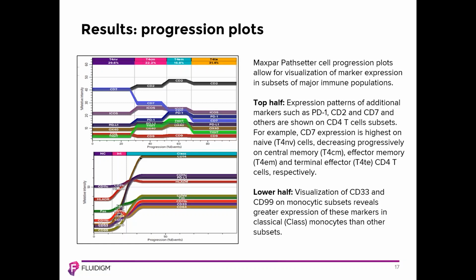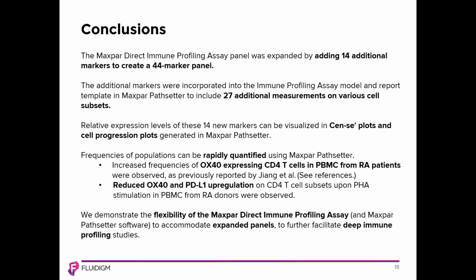In the bottom half of that figure, we're actually looking at the myeloid cell populations, and we can actually see that CD33 and CD99 expression, for example, is highest on the classical monocytic population compared to the other non-classical or intermediate monocytic populations. So this is just to highlight that the user can get an immensely good visualization tool and also a quantifiable tool when they're analyzing their data by Maxpar Pathsetter.